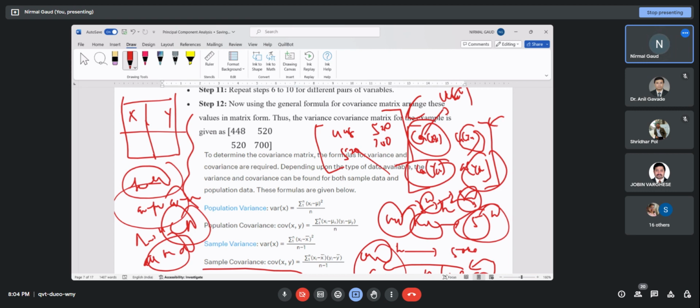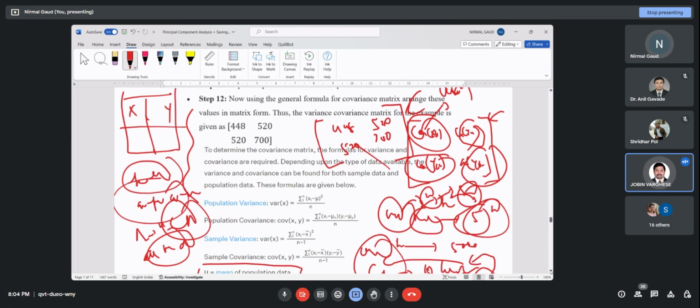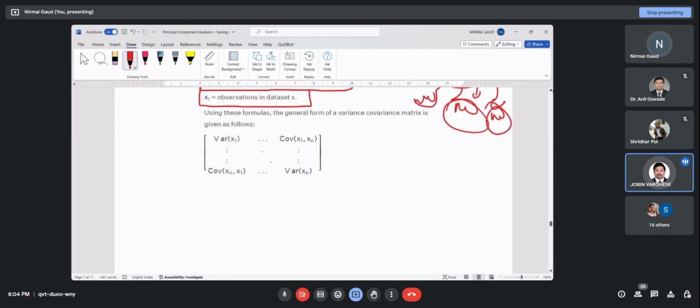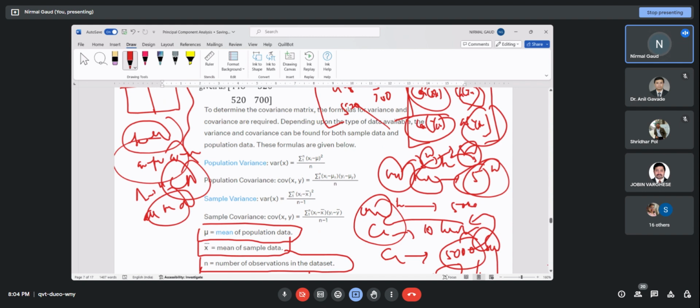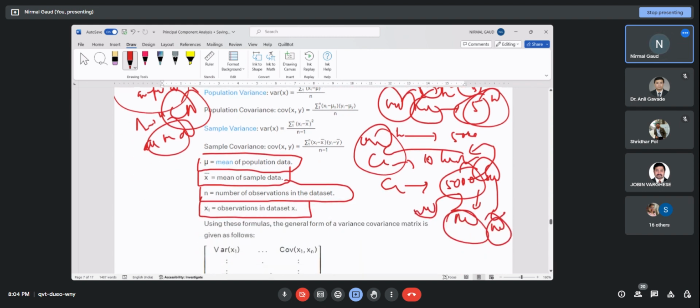We are not going to do that. At that time, yes, the population mean will be taken. So the denominator will not be n-1, it will be capital N only, the total number of data points. Just that much change will come.